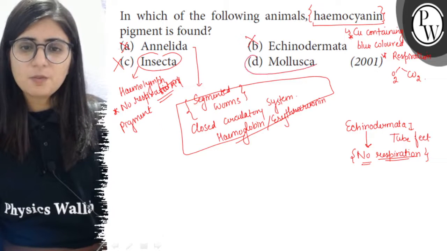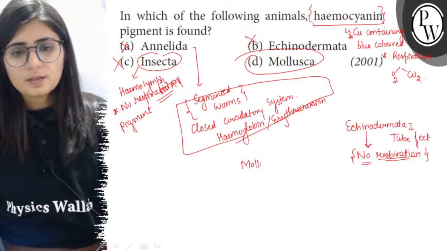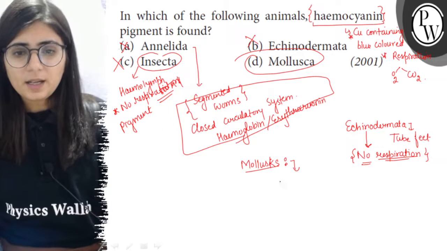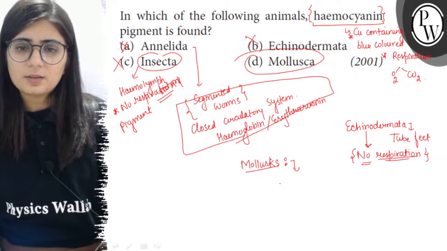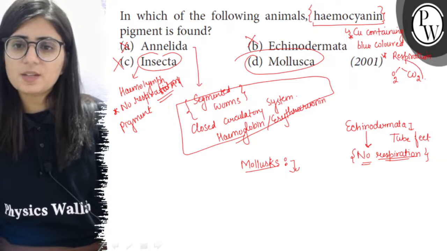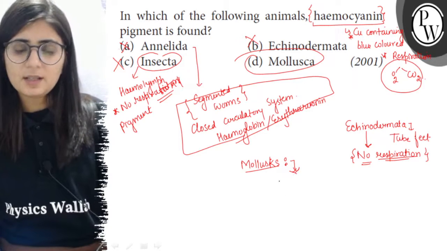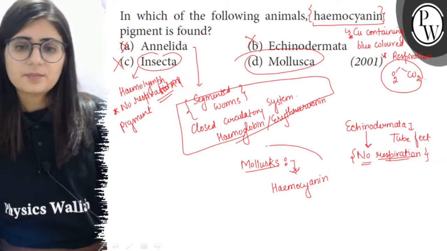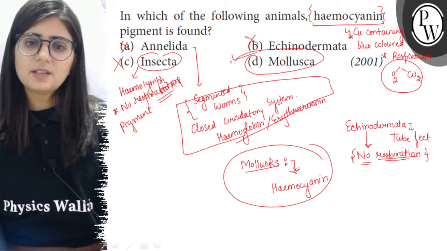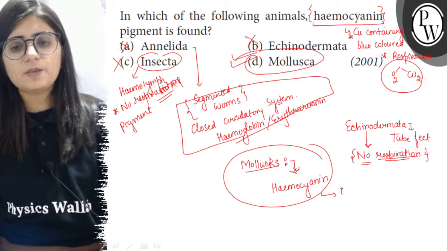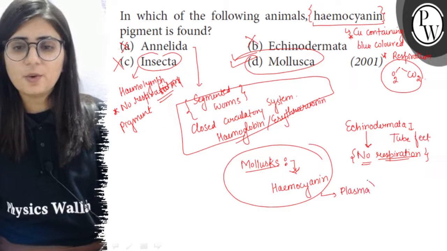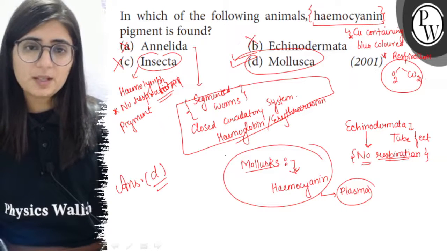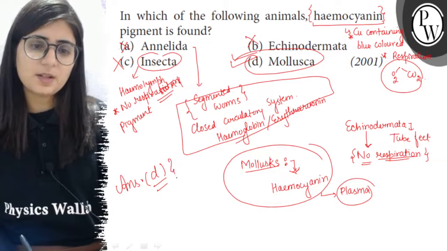But if we see the case of mollusks, mollusks have an open circulatory system except the cephalopods, and here the transportation of oxygen and CO2 occurs by the blood, and their blood has the pigment haemocyanin. So in mollusks, the blood has this respiratory pigment, and it is found dissolved in plasma because there are no RBCs. So the animals with haemocyanin in their blood are the mollusks. So option D is the right answer.